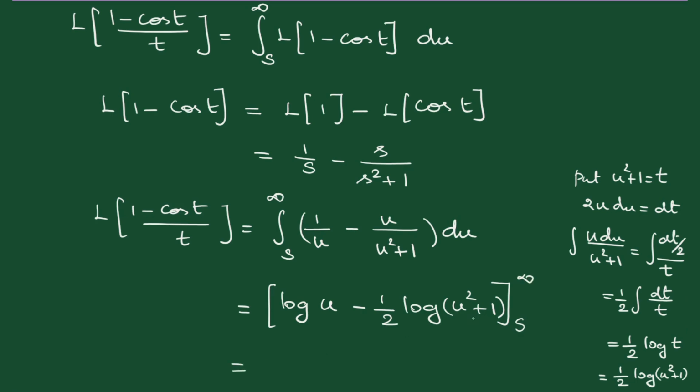So since the limit is infinity, we can't directly substitute here, log infinity is undefined. So how to write this term is, it is of the form log a minus log b, which we can write as log a divided by log b. So that here what we can do here is u divided by, since we are having 1 by 2 here, we can write it as square root of u square plus 1. Now substitute the limit s to infinity.